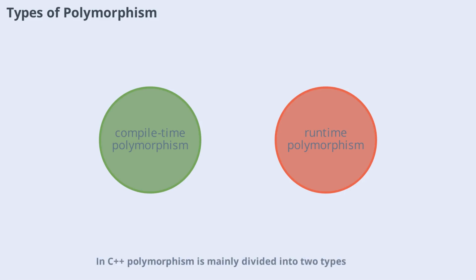C++ polymorphism is mainly divided into two types: compile-time polymorphism and runtime polymorphism. Each type has its own unique mechanisms and use cases. Compile-time polymorphism is achieved through function overloading and operator overloading, while runtime polymorphism is achieved through function overriding using virtual functions. Understanding the distinction between these two is key to mastering polymorphism in C++.